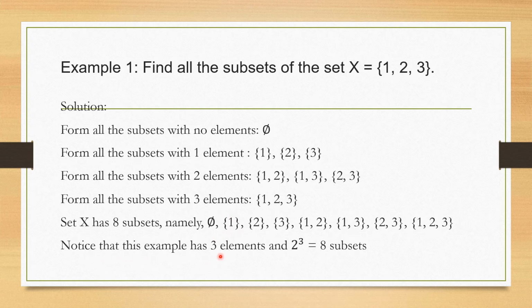Notice that this example has 3 elements, and 2 cubed is equal to 8 subsets. So remember, our formula here is 2 raised to n. The base is 2 and n represents the number of elements. Since there are 3 elements in this set, 2 cubed is equal to 8, which is 2 times 2 times 2.